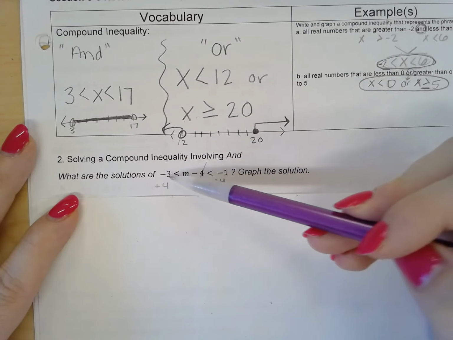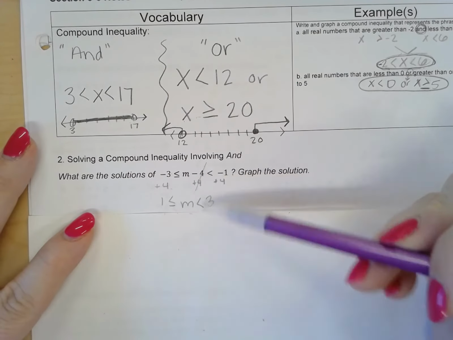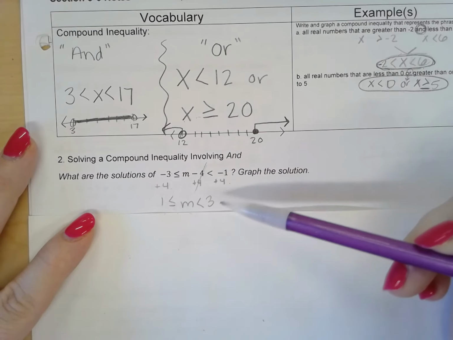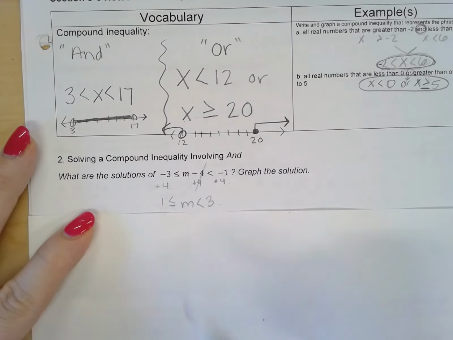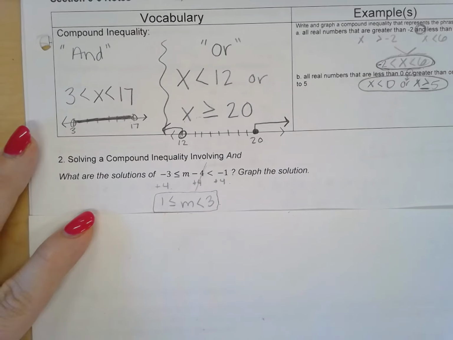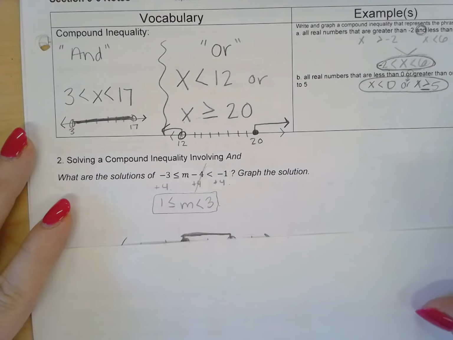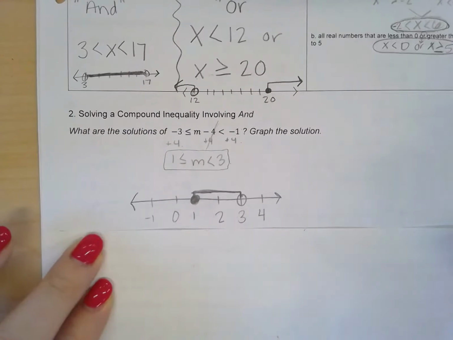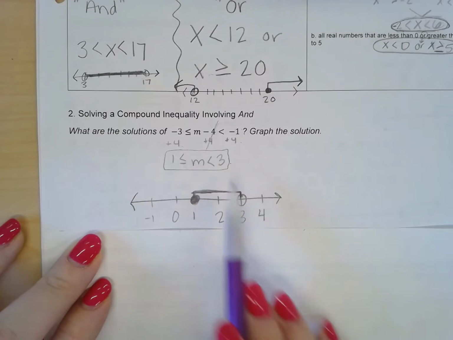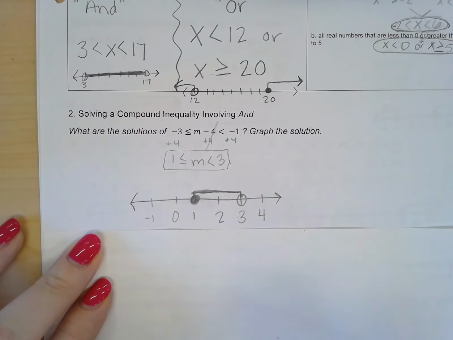So I start over here. -3 plus 4 should give me 1. M should be the only thing left in the middle, and then -1 plus 4 is 3. So this is my final answer, because m is already by itself. So 1 is less than or equal to m is less than 3. So then I graph it. So I make my number line. I'm going to have a closed dot at 1, because there's a line underneath here, and an open dot where 3 is, and then I just connect those two dots because the m is in the middle.